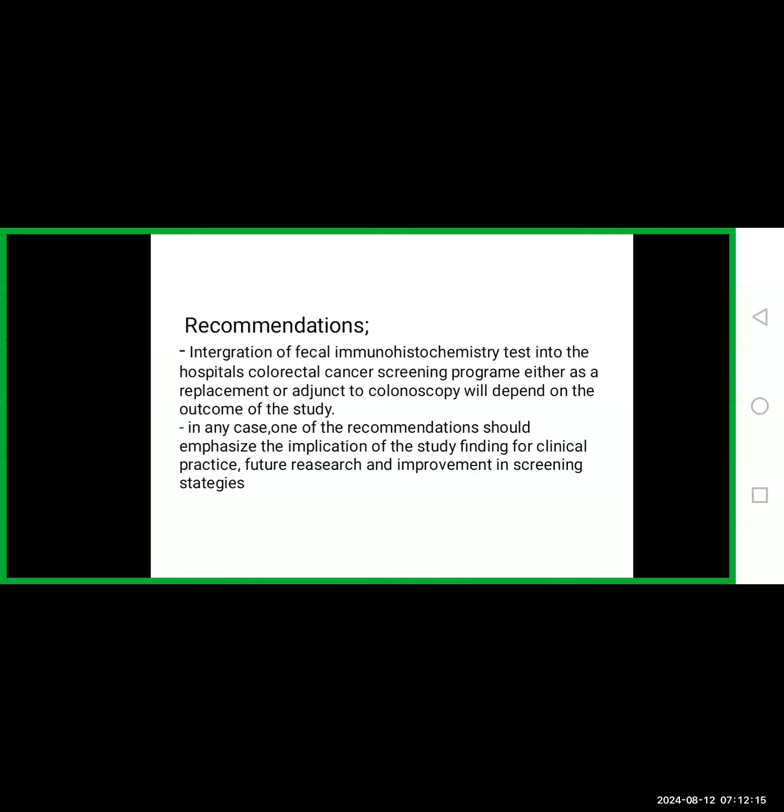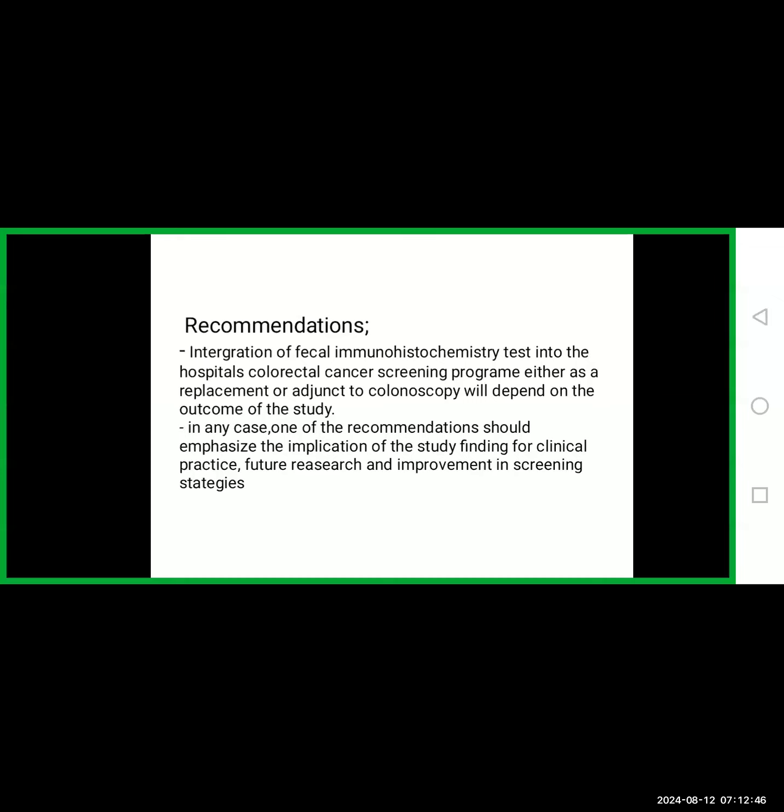Then the recommendation. Recommendation like integration of the fecal immunochemical test into the hospital colorectal cancer screening programs, either as a replacement or adjunct to colonoscopy, will depend on the outcome of the study. In any case, one of the recommendations should emphasize the implication of the study findings for clinical practice, future research, and improvement in screening subjects.